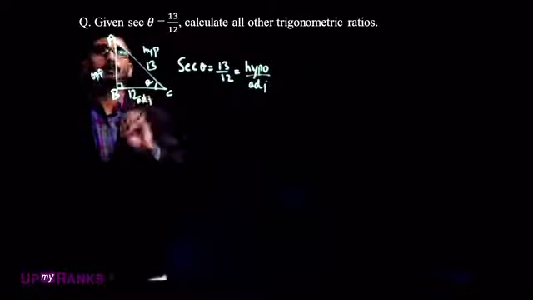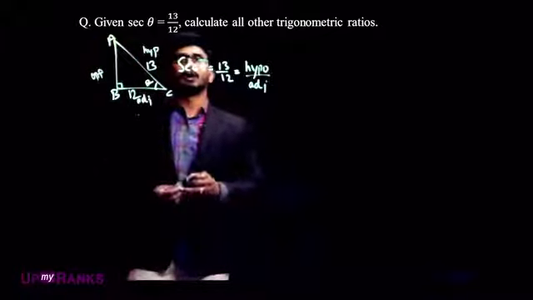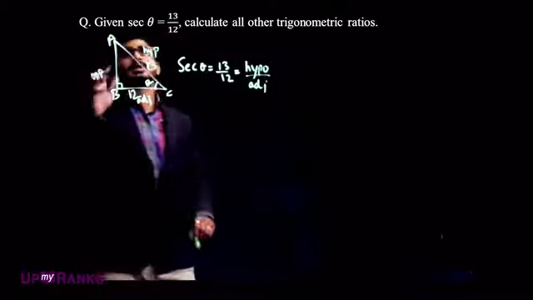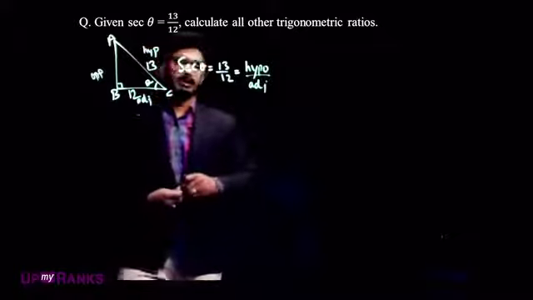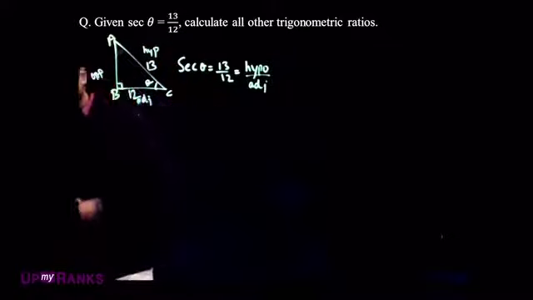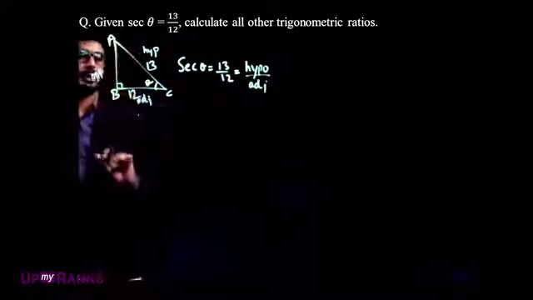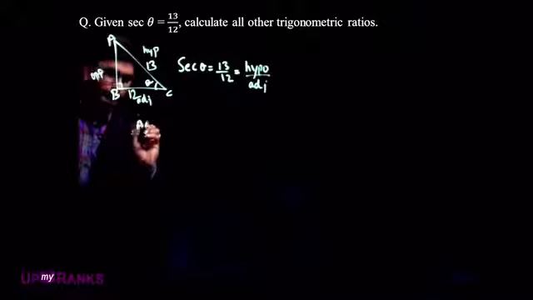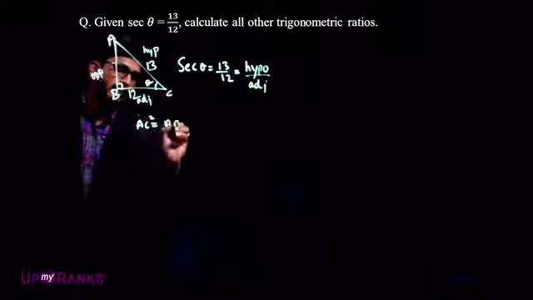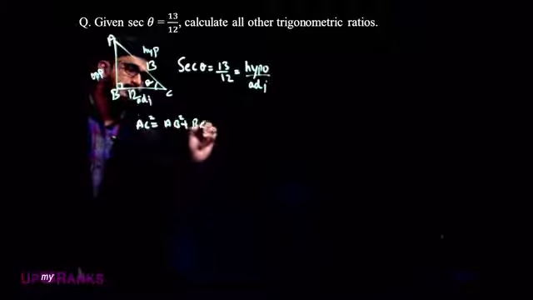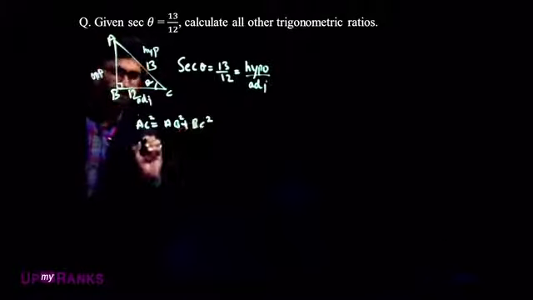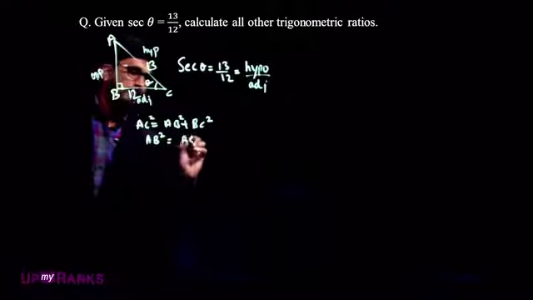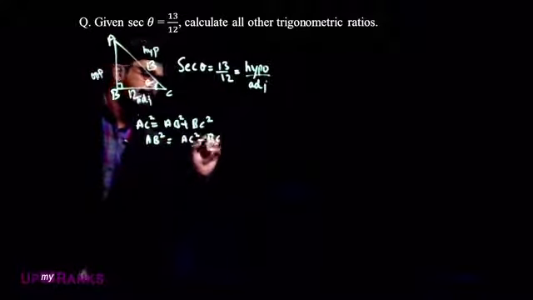Now I have to find the other side, because I have to find the other trigonometrical ratios. First of all, let us find what is AB. So children, AC square is equal to AB square plus BC square. We have to find AB square, so I'll write AB square is equal to AC square minus BC square.